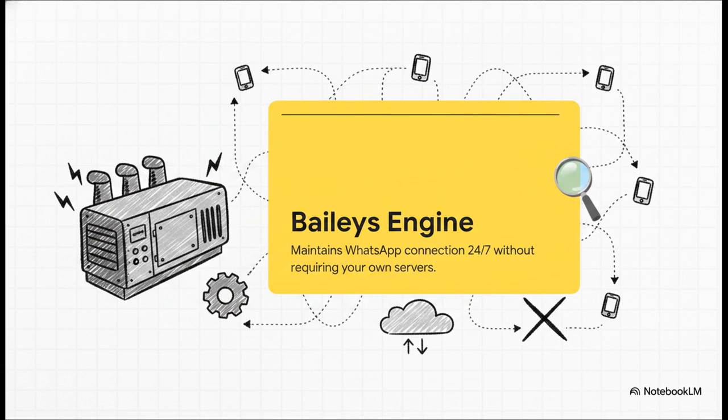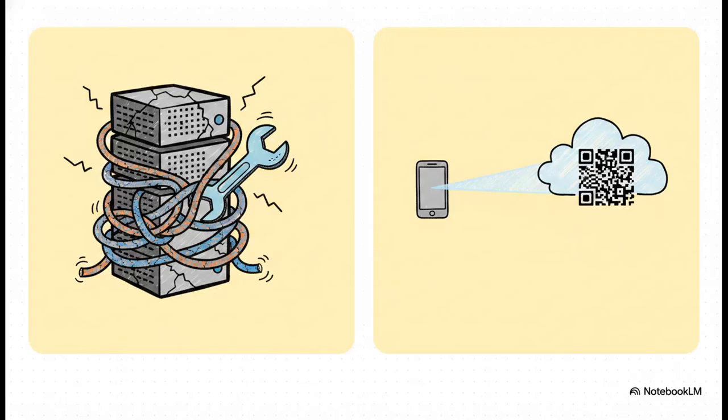It's this incredibly robust underlying architecture that seamlessly maintains your WhatsApp connection around the clock. And the best part, you don't need to spin up, monitor, or maintain any of your own server infrastructure to do it. This right here is a massive paradigm shift. It is the end of technical debt as we know it.